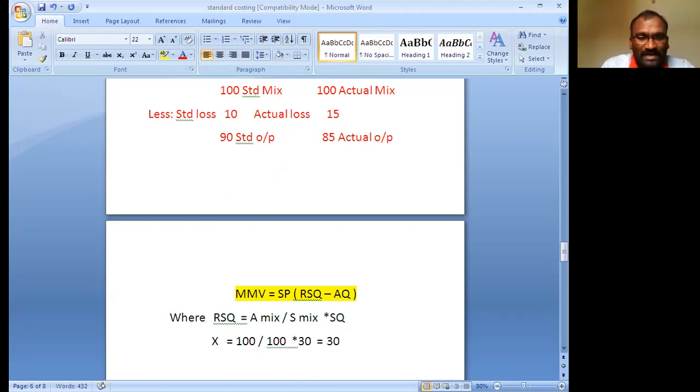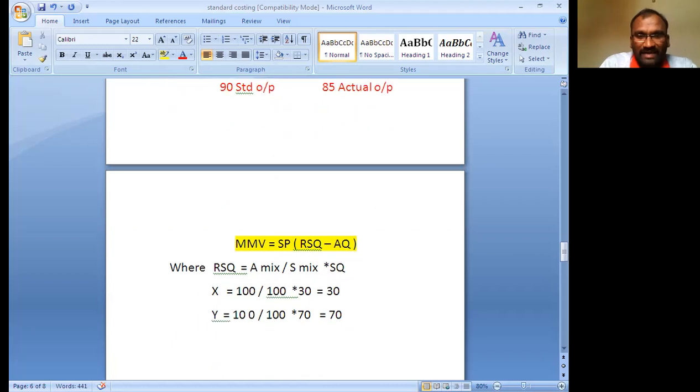Same for Y also. For Y, actual mix 100 divided by standard mix, also 100, into standard quantity 70 given in the problem. So now you get the Y value, 70. These are the revised standard quantities: X is 30, Y is 70.